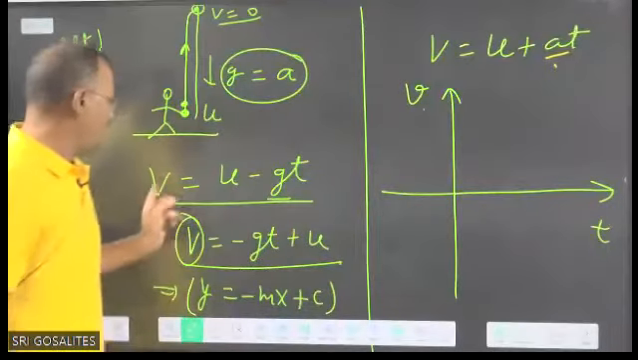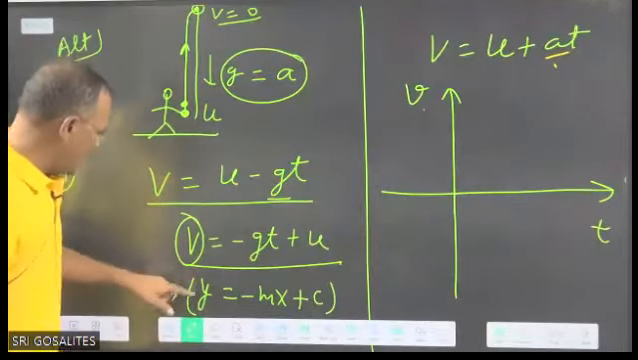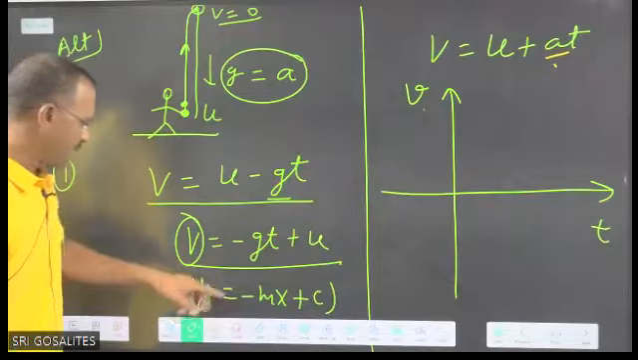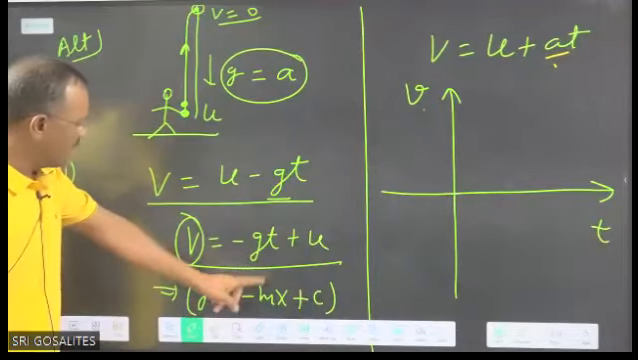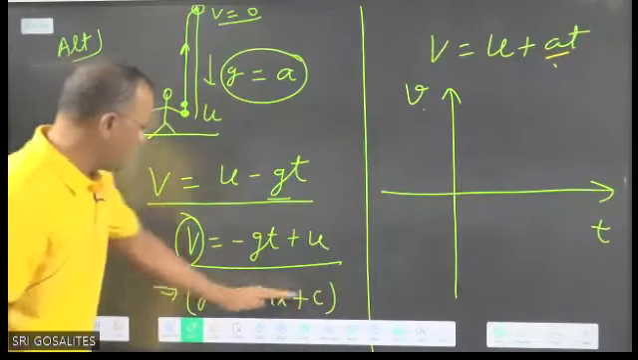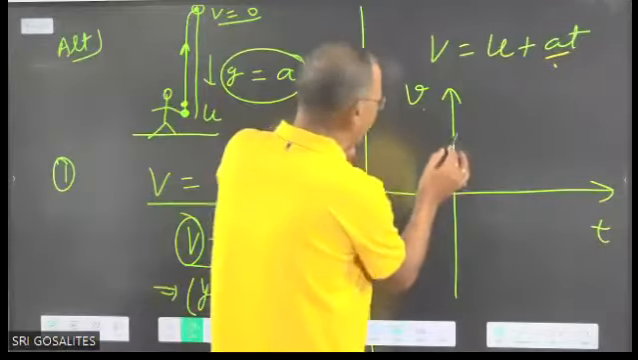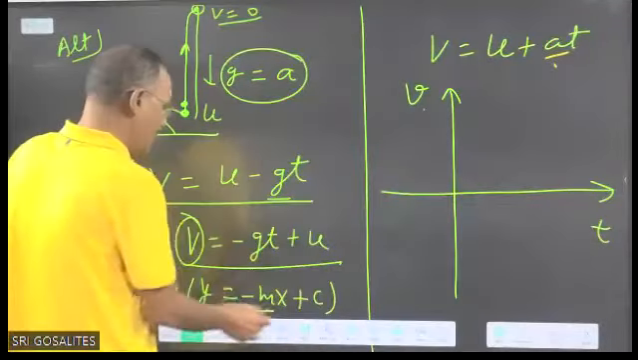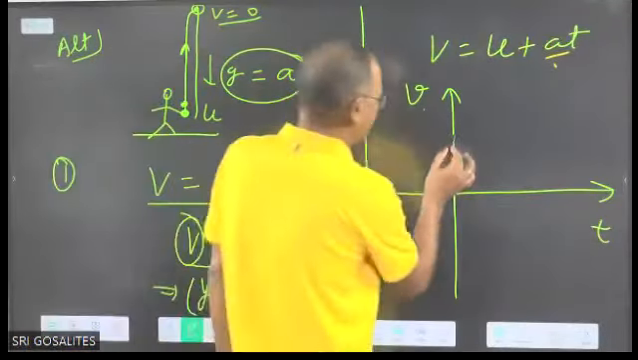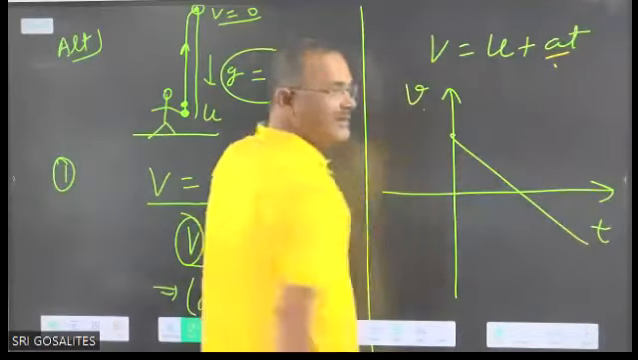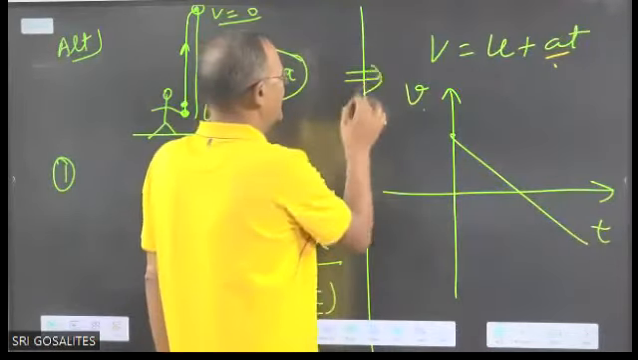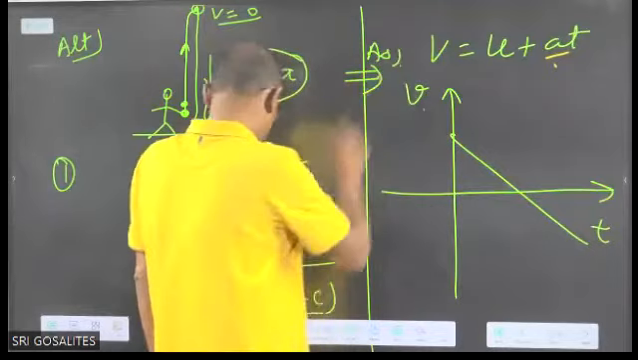See, velocity after time t. So in place of y, what is there? Velocity. What is in place of x? t. Minus mx plus c. How would this line be? With negative slope and positive intercept. Finish. That is the reason this is the VT graph.